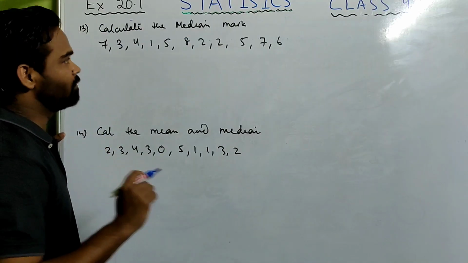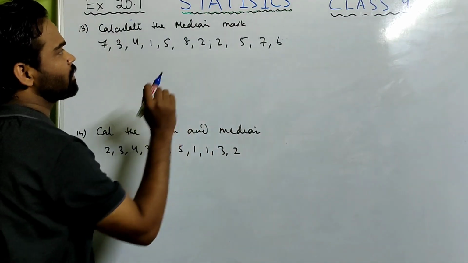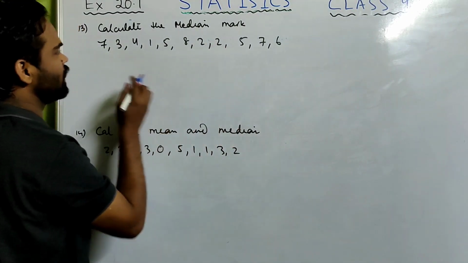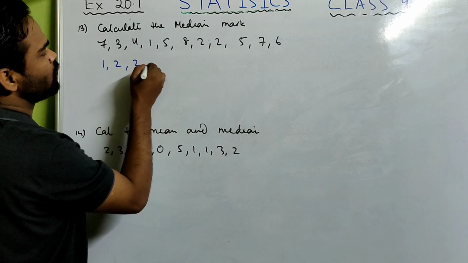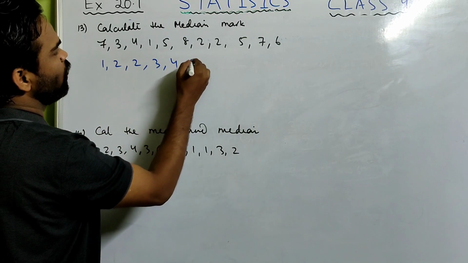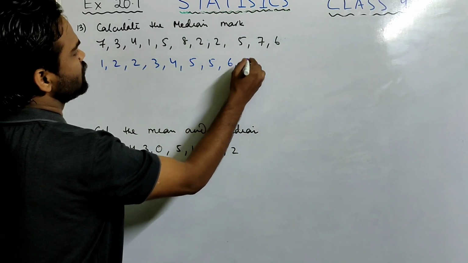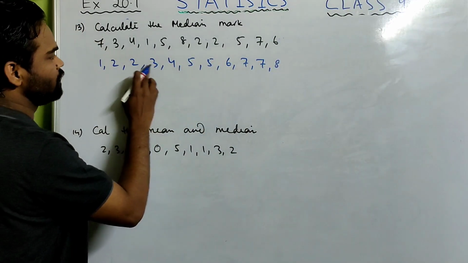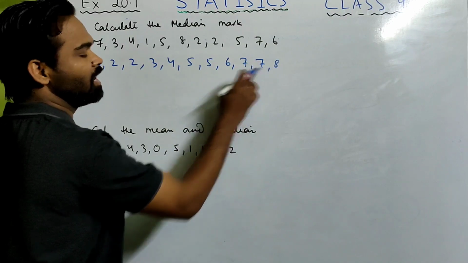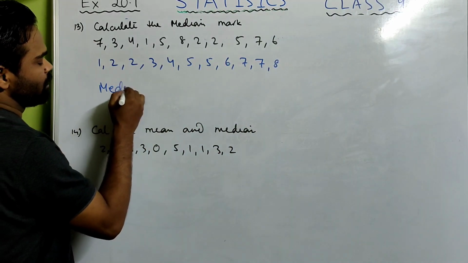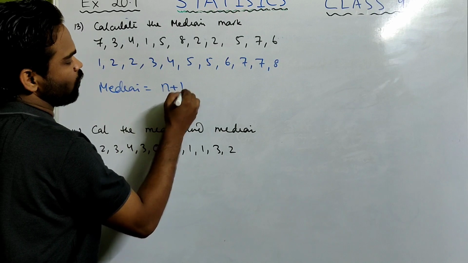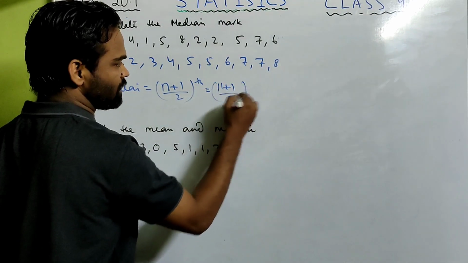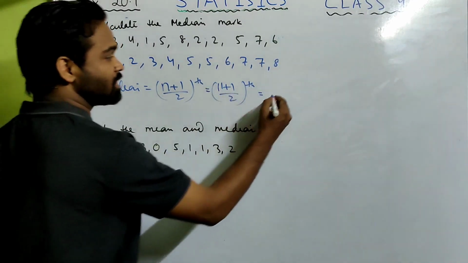Now look at number 30. There are 11 observations given. They've asked for the median mark. First of all, we'll arrange it. See, 1, 2, 2, 3, 4, 5, 5, 6, 7, 7, 8. Isn't it? Ascending order. 1, 2, 3, 4, 5, 6, 7, 8, 9, 10, 11. Then the median, we know, is the (n plus 1) by 2th term. That's 11 plus 1 by 2th term. That's 12 by 2. That's the 6th term.